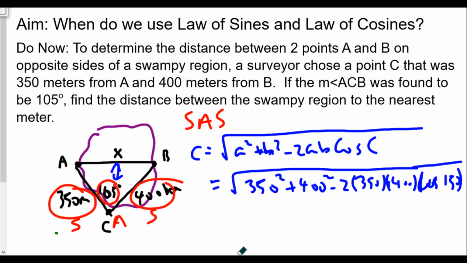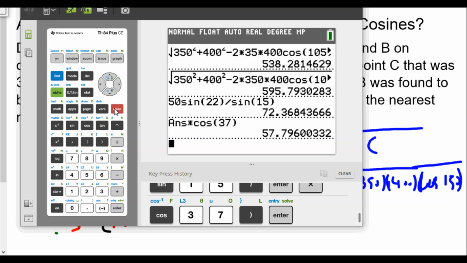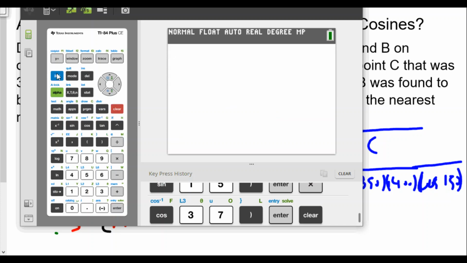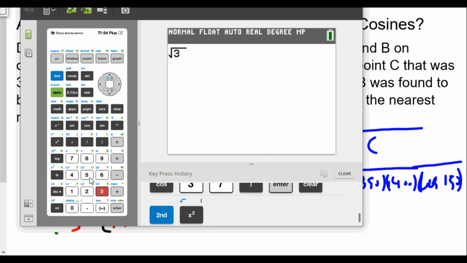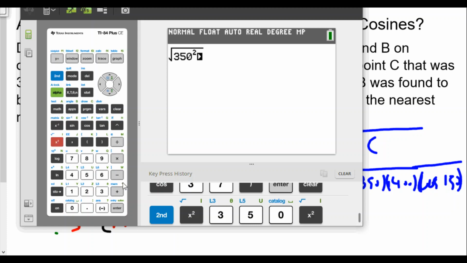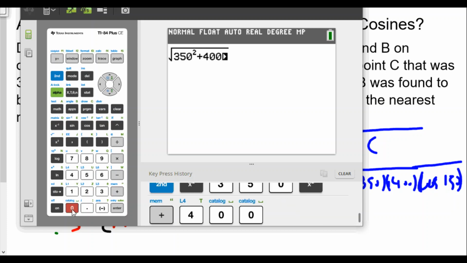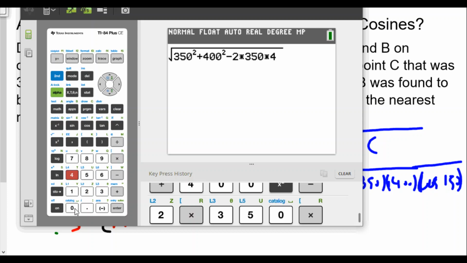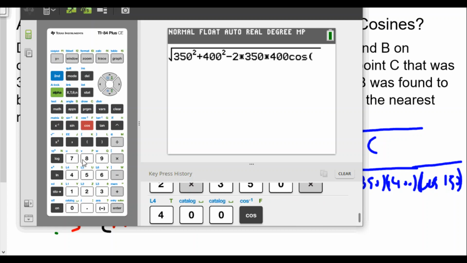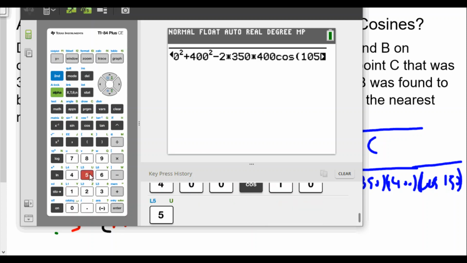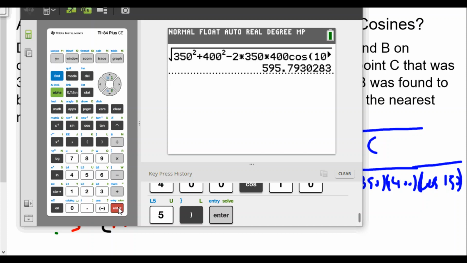So we'll break out a calculator and work this out. So I'm going to just clear everything here. And so square root of 350 squared plus 400 squared minus 2 times 350 times 400 cosine of 105 degrees. Not 150, it was 105 degrees. So I wrote an error there. I'm going to fix that on the board. So we're going to get in this case 595.7930283, or in this calculation, rounding to the nearest foot, this will be 596.